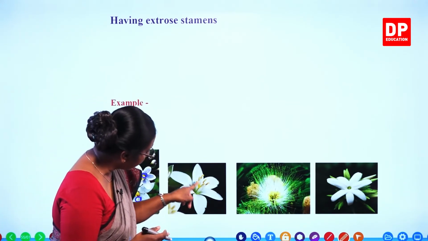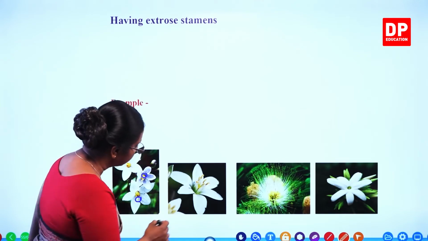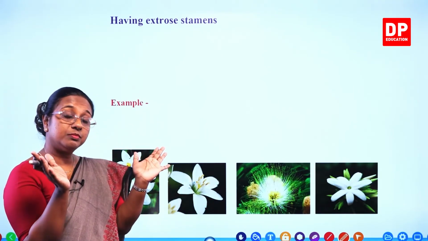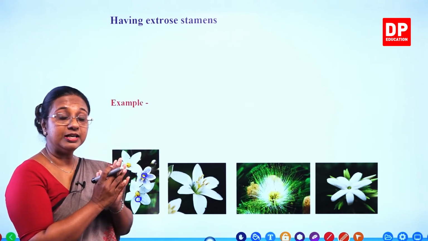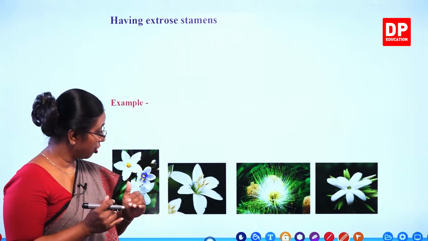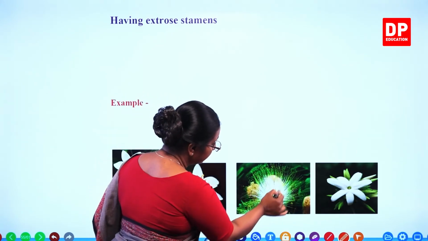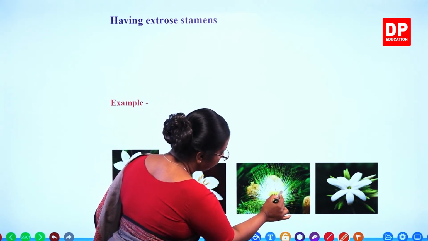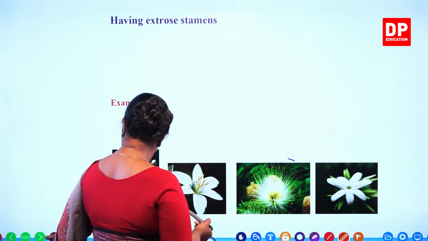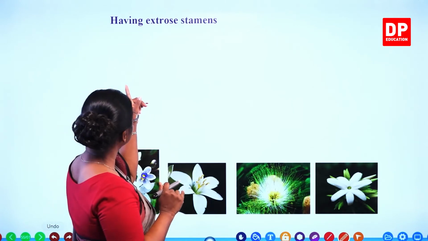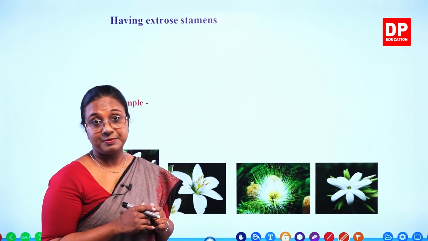Or else it can be the other way around. Here you can see the anthers are exposed outside longer, whereas the stigma is shorter. Even in this flower you can see that. Here you can see the stigma in the middle, a short stigma, whereas the anthers are all very long. So these are known as having extrose stamen.